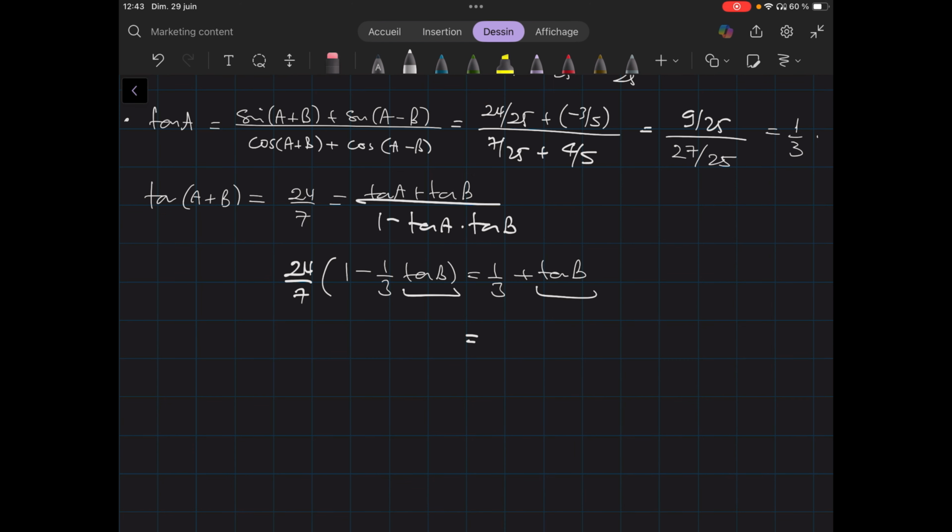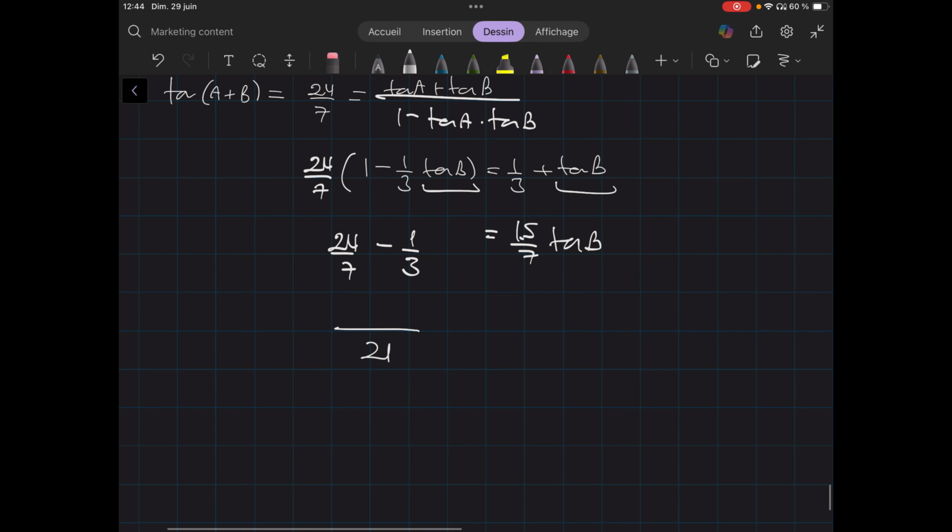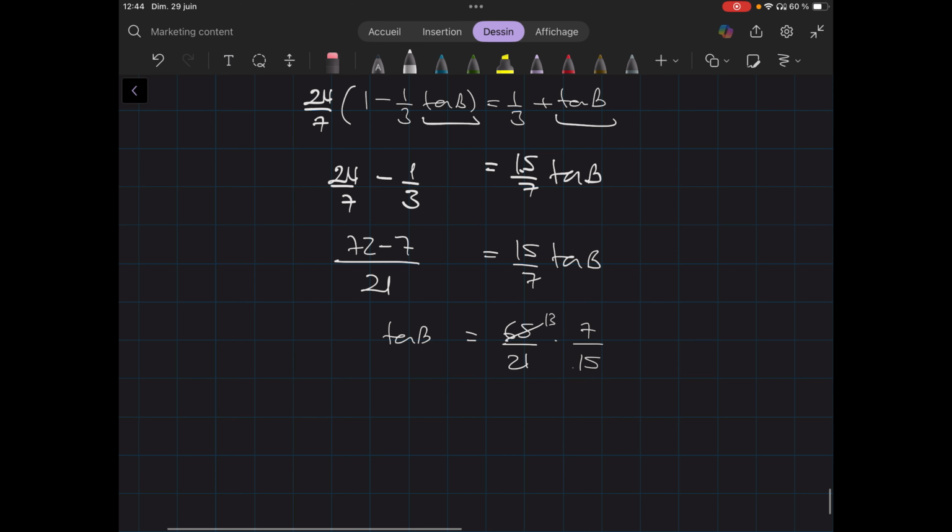Negative 8 over 7. So we'll get 15 over 7, tan of B on the right hand side. On the left hand side, we have 24 by 7 minus 1 by 3. 72 minus 7, 15 by 7, tan of B. So tan of B is therefore 65 by 21 times 7 by 15. 13, 5, 3, 1, 3. So 13 over 9. And that is the end of question 5.